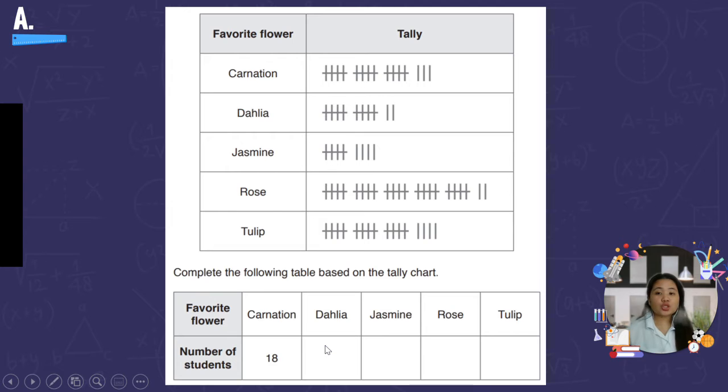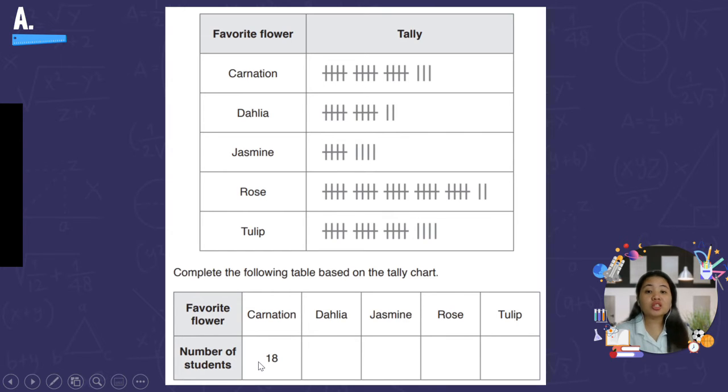If you can see at your book, there are favorite flowers. So favorite flower, then tally. In letter A, they use the tally method. The favorite flowers are carnation, dahlia, jasmine, rose, and tulip. So you have to count how many students chose carnation as their favorite flower, dahlia, jasmine, rose, tulip. So complete the following table based on the tally chart. Okay, the first one is already done.